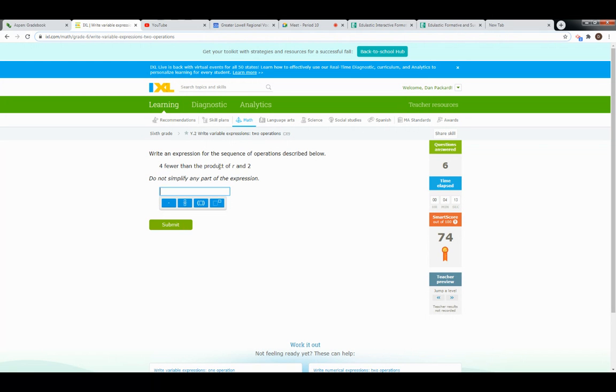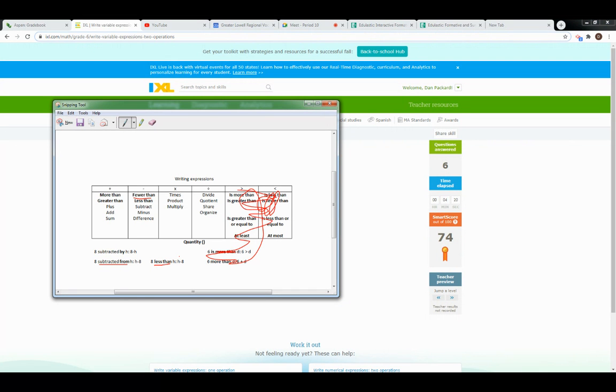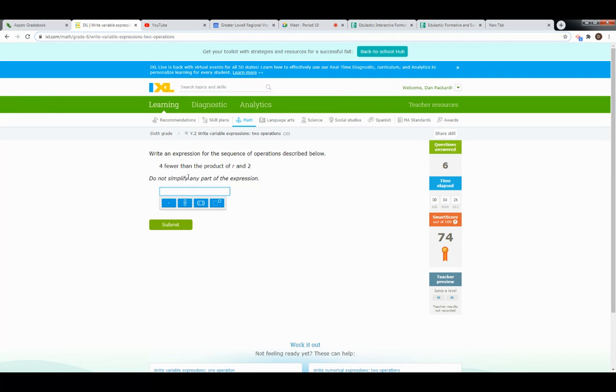All right, let me jump a level. 4 fewer than the product of R and 2. Okay, so I'm going to go to my notes. Less than and fewer than are going to flip the order. So that means that the product of R and 2 comes first. So 2R, or you could have put R times 2 minus 4. Okay, then I'm going to stop there.